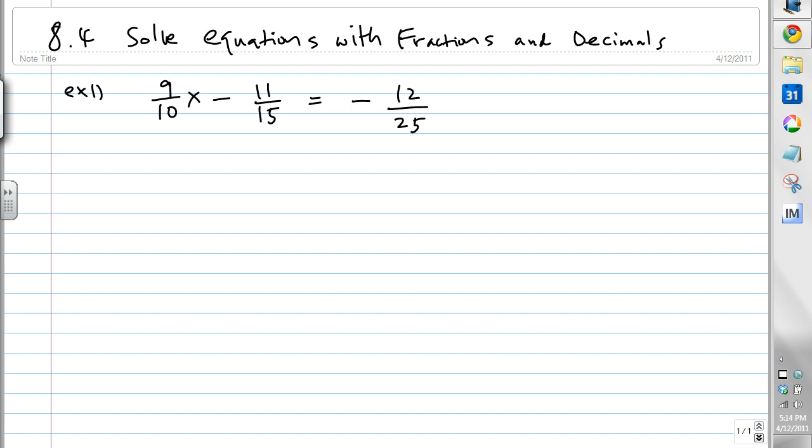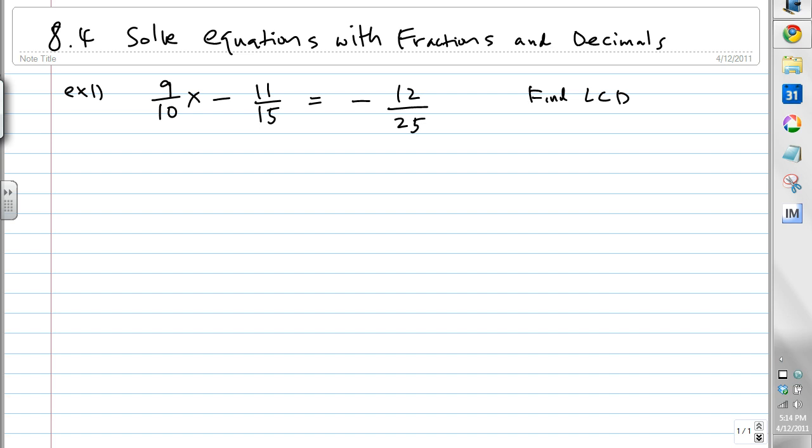Now if you have an equation like this, it looks very hard in the beginning because you've got a whole bunch of fractions, but there's an easy way to fix that. The key thing to do is find the LCD, the least common denominator. Remember, those are the denominators. So how do we do that?